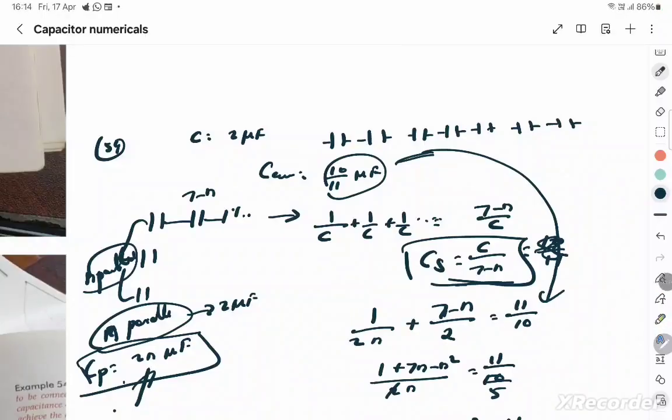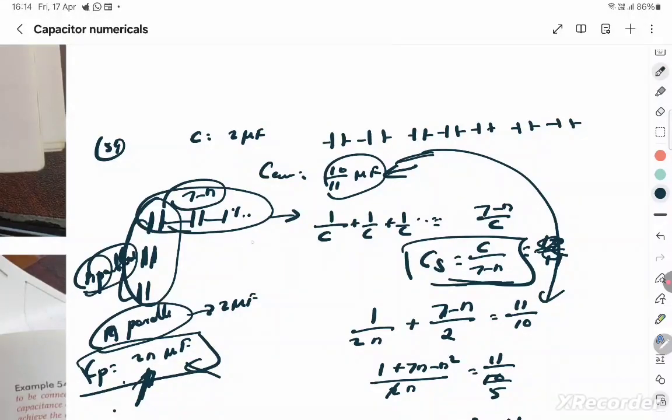Seven capacitors, each of capacitance 2 microfarad, are connected in such a configuration so that the effective C equivalent is 10 by 11. So you're going to assume that you're connecting n in parallel, 7 minus n in series. The n in parallel, each of 2 microfarad, will become 2n microfarad as the C equivalent in parallel, and you have 7 minus n connected in series, so 1 by C plus 1 by C plus 1 by C. So you have to take the reciprocal of this.